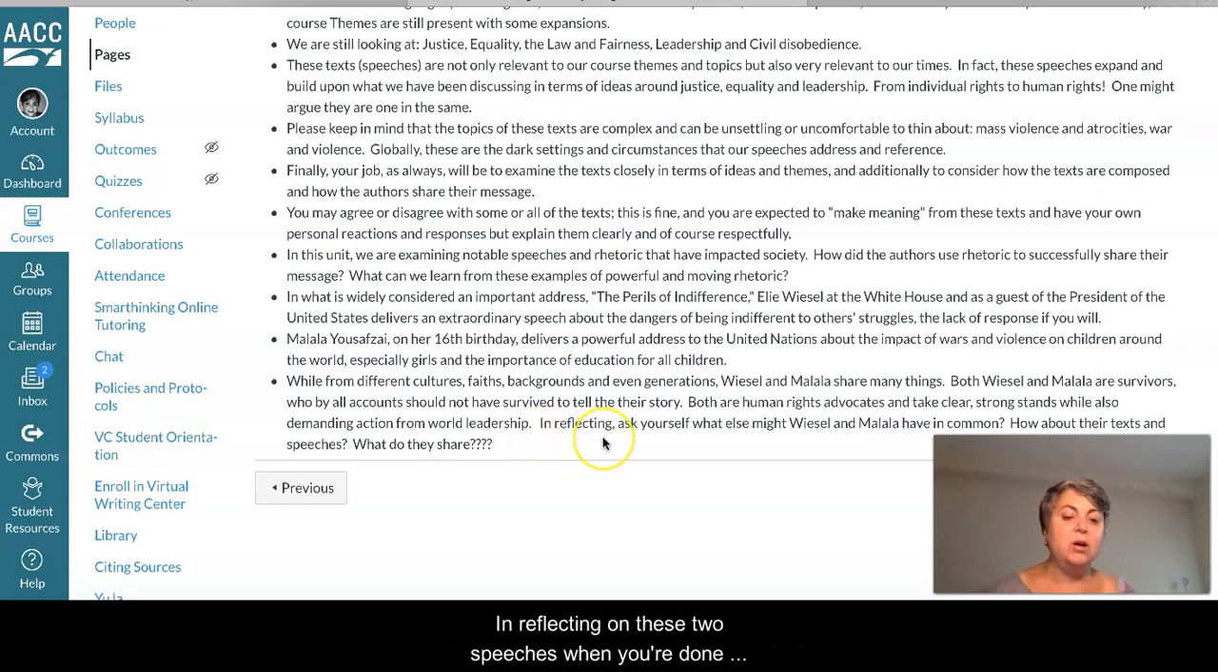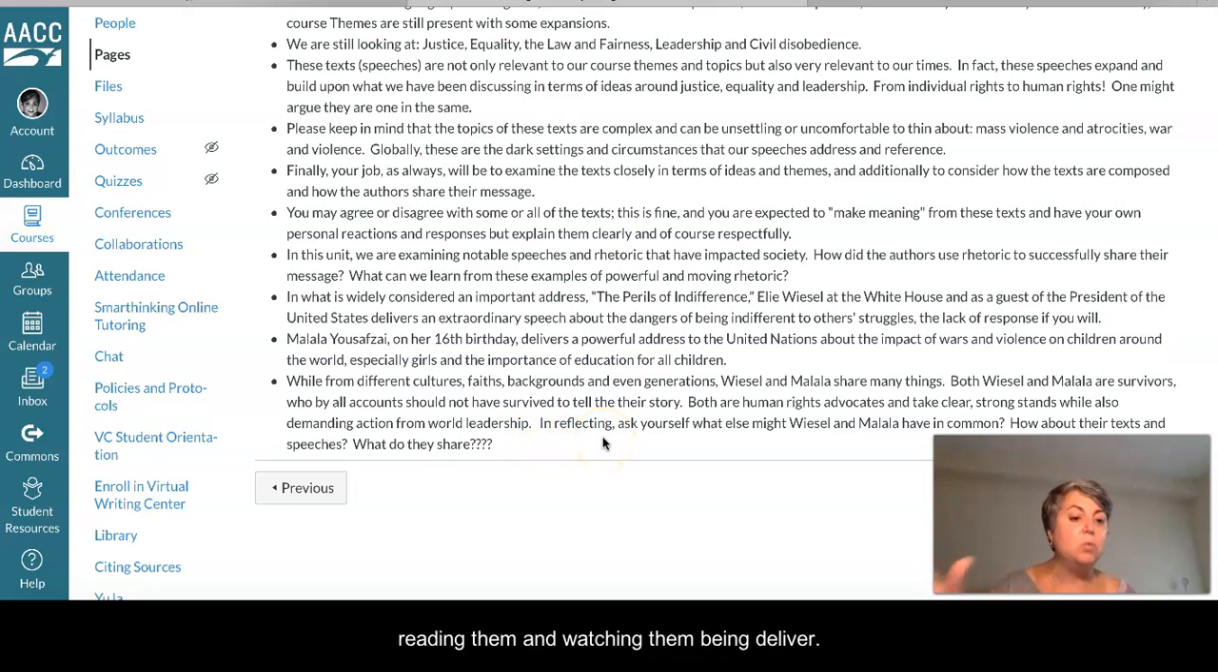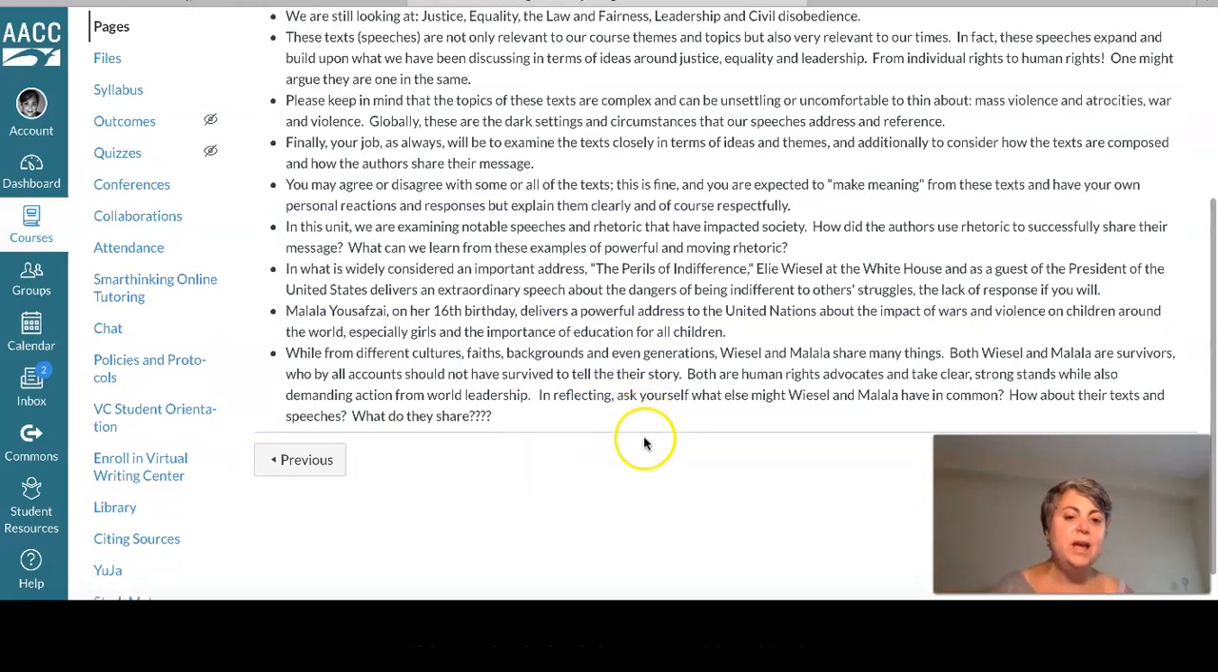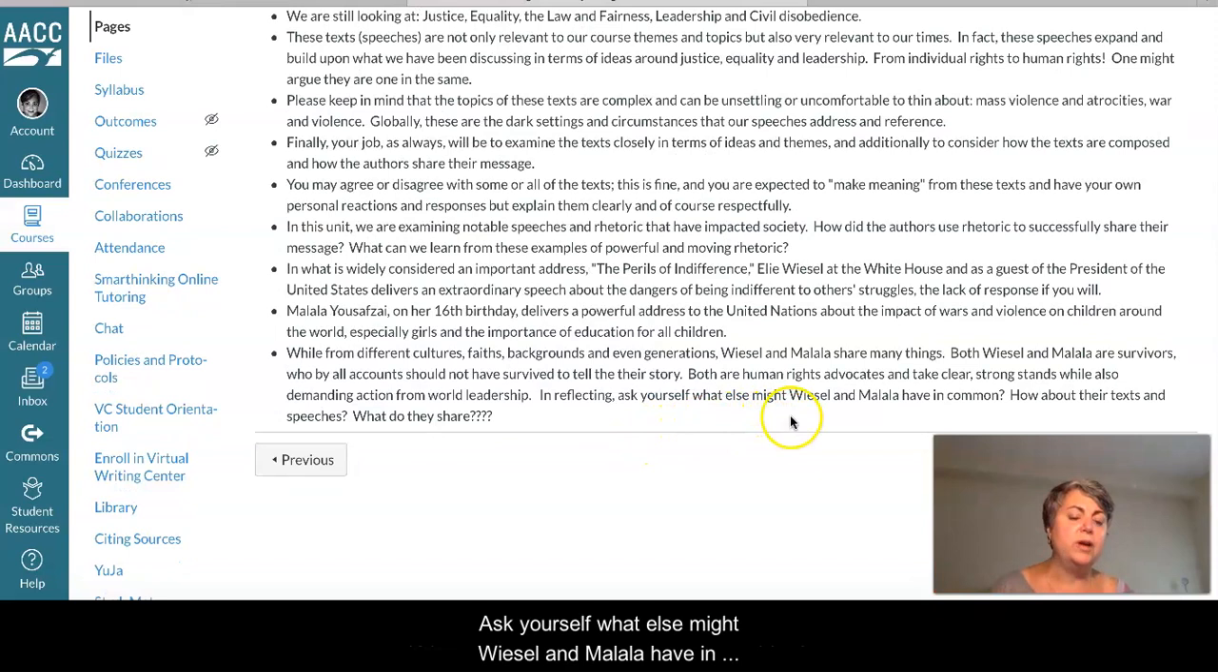In reflecting on these two speeches, when you're done reading them and watching them being delivered, ask yourself, what else might Wiesel and Malala have in common? How about the texts? How about the speeches? What do they share? I want you to think about these texts individually, respond to them. You need to engage with both of them on their own, but also think about them against each other, in a compare and contrast.